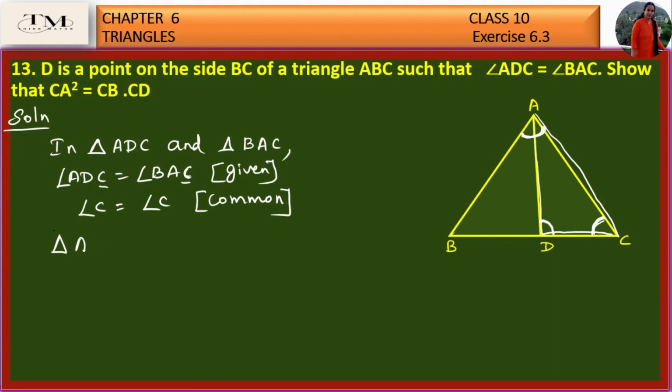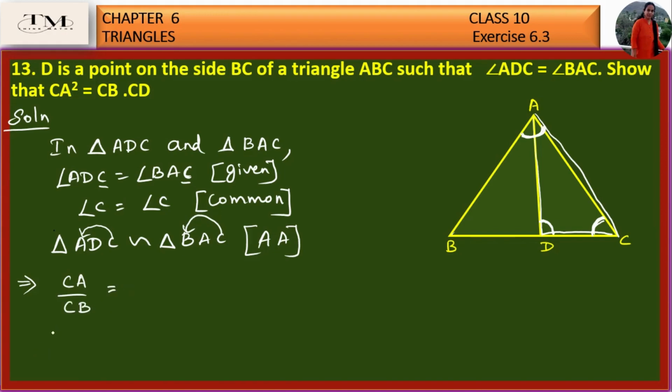Then we can say triangle ADC similar to triangle BAC. What is the criteria? Angle, angle. Two angles are equal. So by the criteria, angle, angle, these two triangles are similar. Then what will happen? Their corresponding sides will be proportional. So let me take CA. So CA is here. So I am going to take CA. So that is last and first. So CA, last and first. CB equal to, here CD is present. Okay, so let me take CD, last and second.